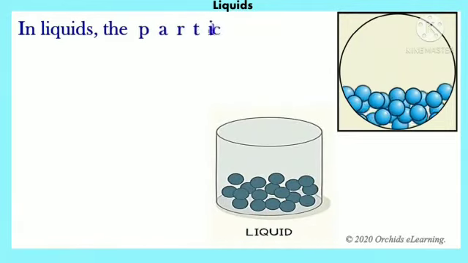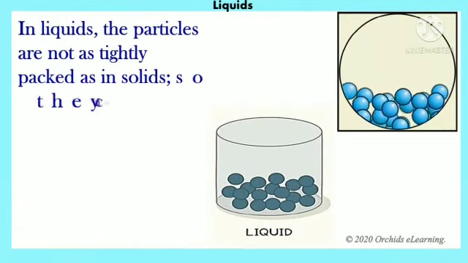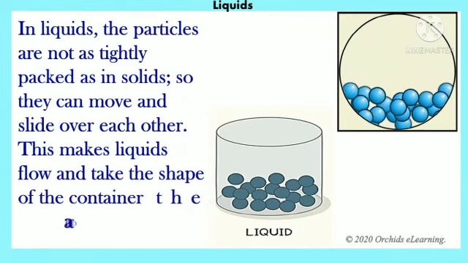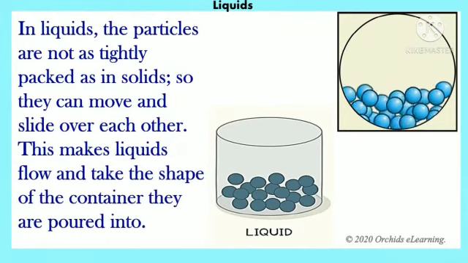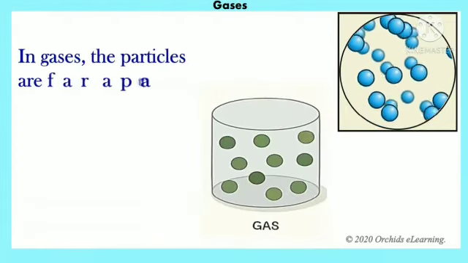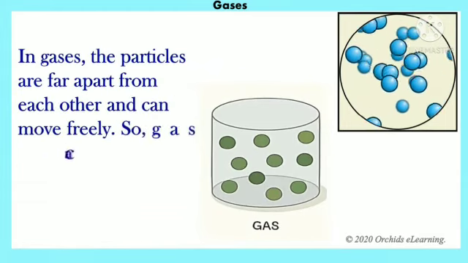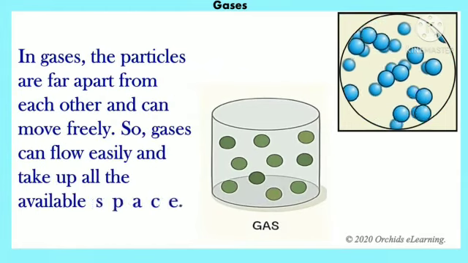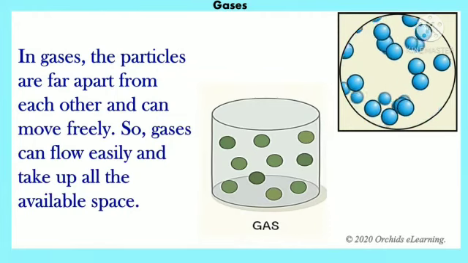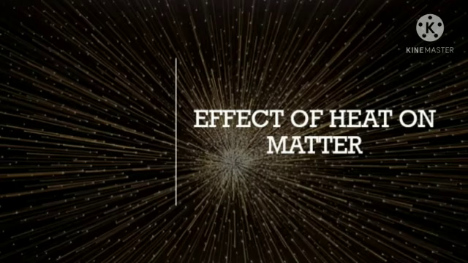In liquids, the particles are not as tightly packed as in solids, so they can move and slide over each other. This makes liquids flow and take the shape of the container they are poured into. And in gases, the particles are far apart from each other and can move freely. So gases can flow easily and take up all the available space. Next, we are going to see what is the effect of heat on matter.